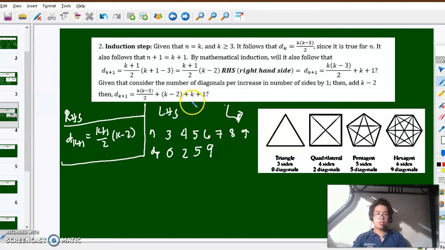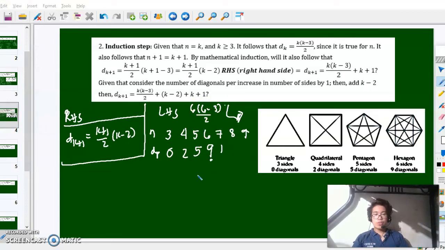Again, for example, it's 6, so that's going to be 6 times 6 minus 3 all over 2, because the formula is n times n minus 3 all over 2. 6 minus 3 is 3, and 3 times 6 is 18, and 18 divided by 2 is simply 9. Okay, so for 7, let's say 7 minus 3, so that's going to be 4.